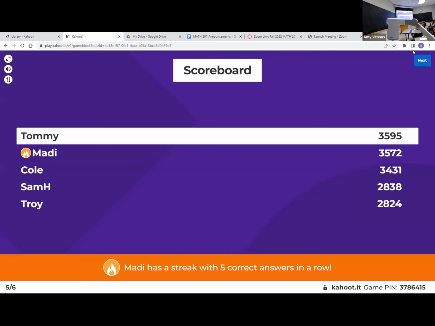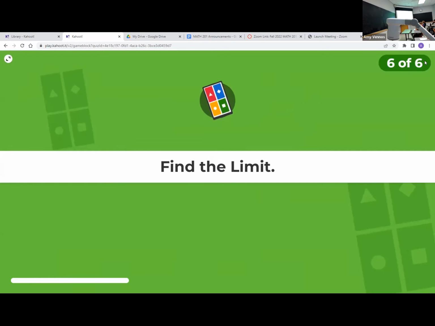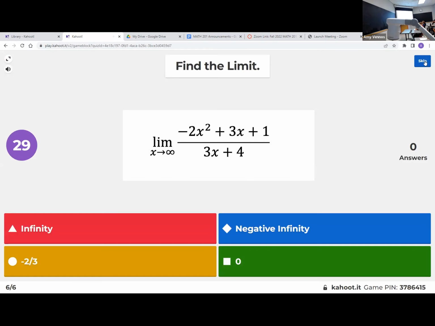All right. Oh, looks like Maddie's on top here. All right. Let's go to our last question. Let's find this limit we've got.